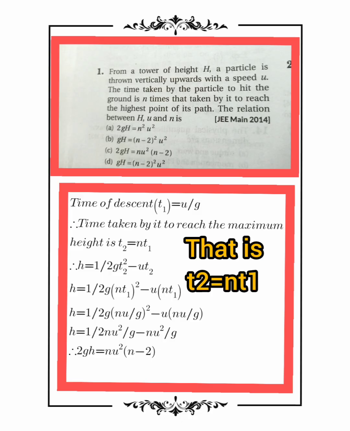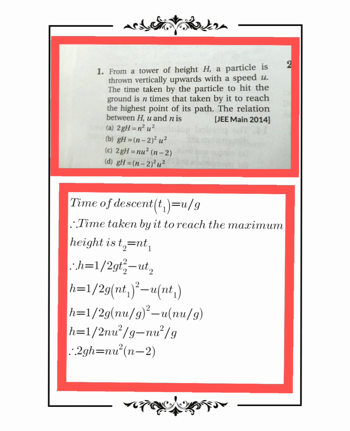We know that h is equal to half g t square minus u t. By replacing t2 as n t1 in the given relation and simplifying it, we get the relation 2gh is equal to n u square into (n minus 2).